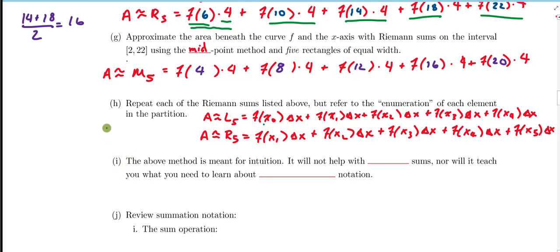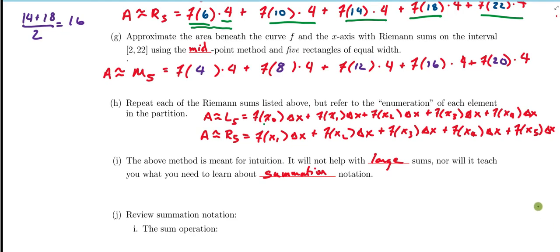So folks, this method that we just looked at in these first several problems, this method is meant just for intuition. It will not help us with large sums, nor will it teach you what you need to learn eventually about summation notation to be successful in your calculus career. So I hope that this is making sense, this actually writing out these sums of rectangles, but eventually we want to reintroduce the summation notation to try to be able to deal with first larger sums and then eventually limits of sums. So let's take a look at this here, folks.